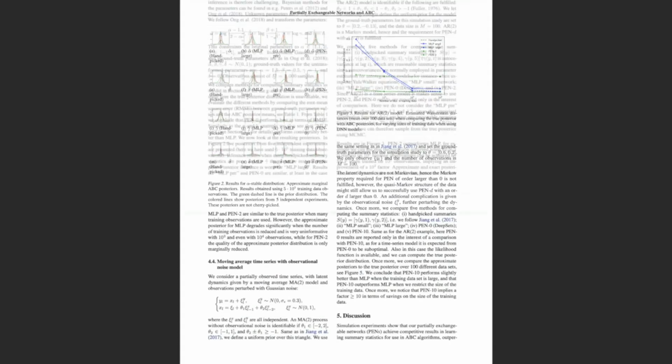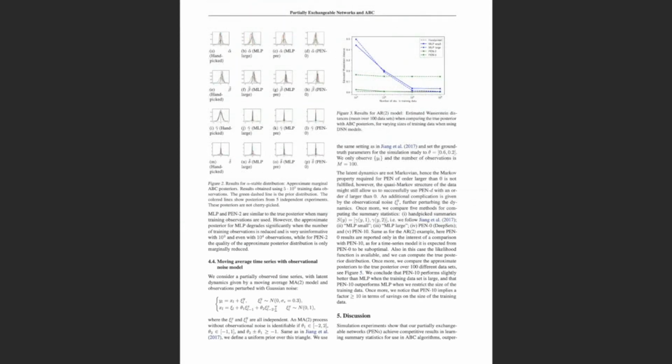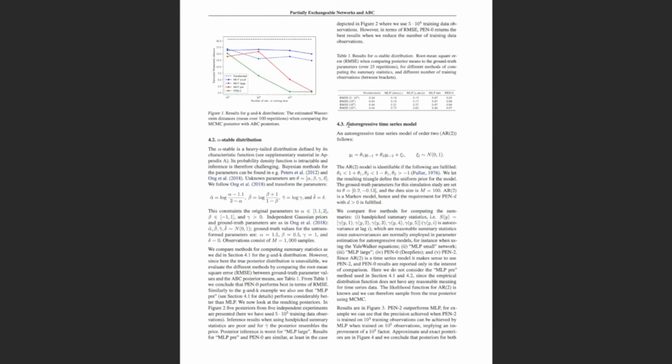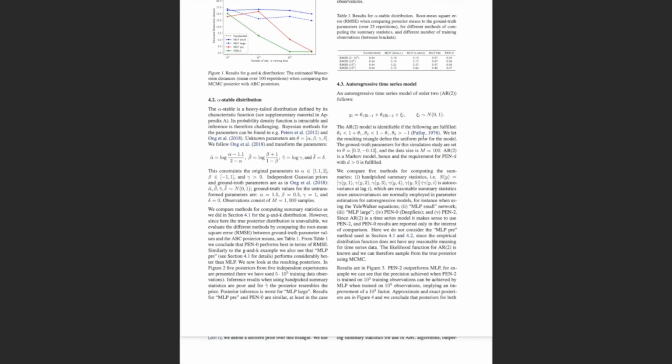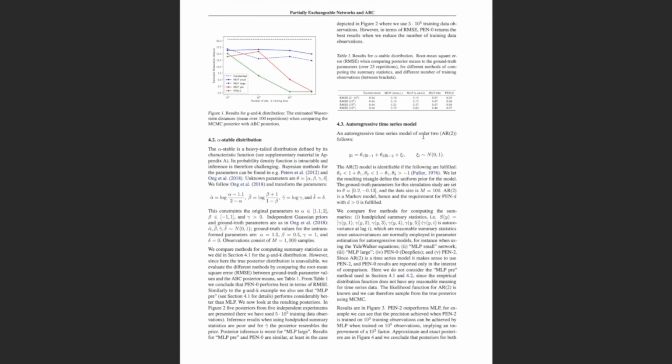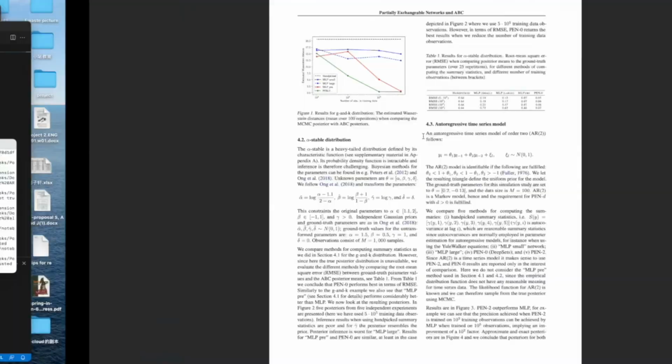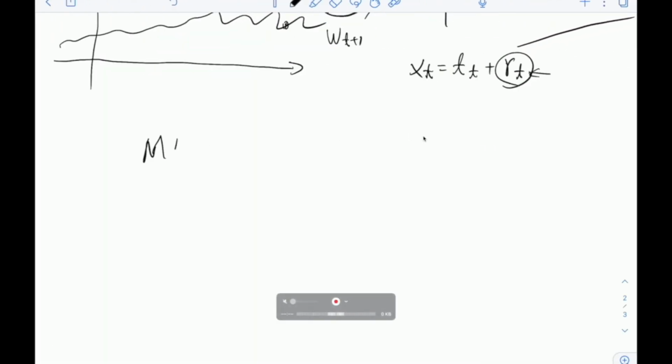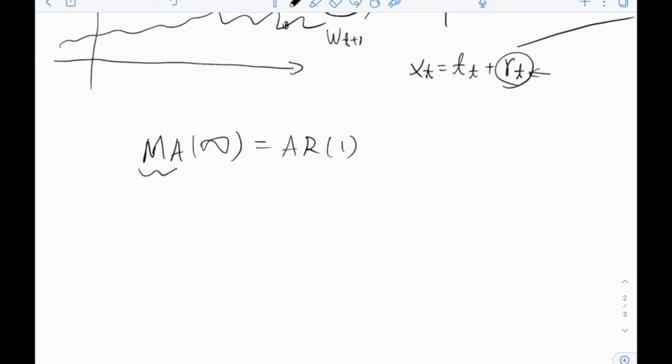Actually, there is also a tricky thing: the infinite-order moving average is an autoregressive time series of order 1. So the moving average of infinite order should equal the autoregressive model of order 1. This is a very famous fact, that these should be the same.